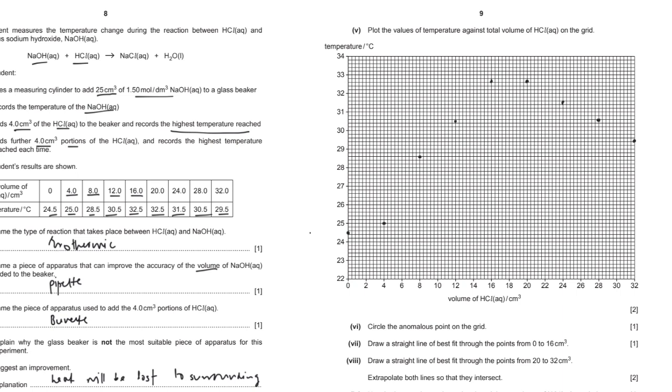Okay, so plot the values of temperature against total volume. I just did that. Circle the anomalous point. The anomalous point is this one. It's not following the trend here. Draw a straight line of best fit through the points from 0 to 16. I don't have a scale here, so we'll have to draw a straight line from 0 to 16 like this. In fact, just draw it 0 to 16.